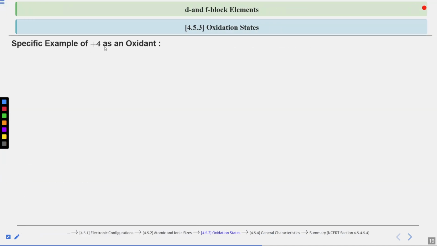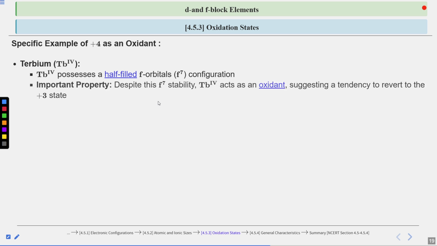Specific examples showing +4 as an oxidant. First is terbium, that means Tb in the +4 oxidation state. Terbium in +4 possesses a half-filled f orbital configuration. And despite this f7 stability, Tb4+ acts as an oxidant, suggesting a tendency to revert to the +3 state, the common oxidation state.